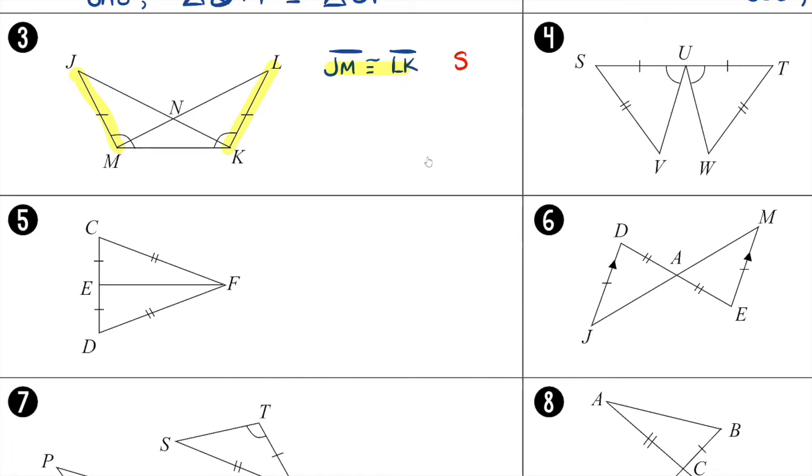Angle M is congruent to angle K. All right. I like it. Is that a side or an angle? That's an angle. So green. So this guy right here, M is congruent to K. All right, so that's only 2 pieces. We need one more.